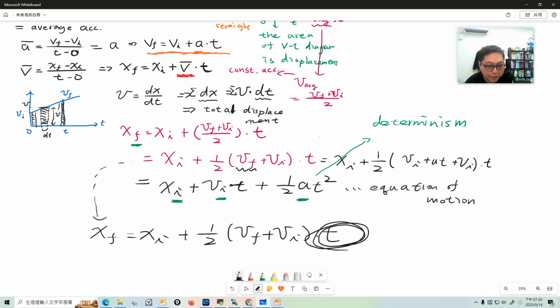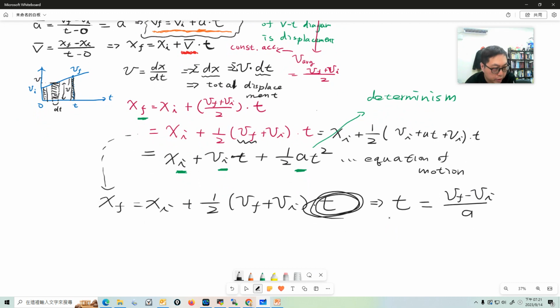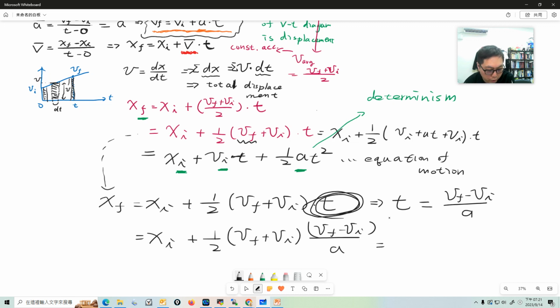From here, T is equal to (VF minus VI) divided by A. So I can replace T by VF minus VI divided by acceleration. After this substitution, you will get X equal to Xi plus 1/2 (VF plus VI) times (VF minus VI) over A. You need to do some algebra, and then we reach another famous equation: VF squared is equal to VI squared plus 2A (XF minus XI).